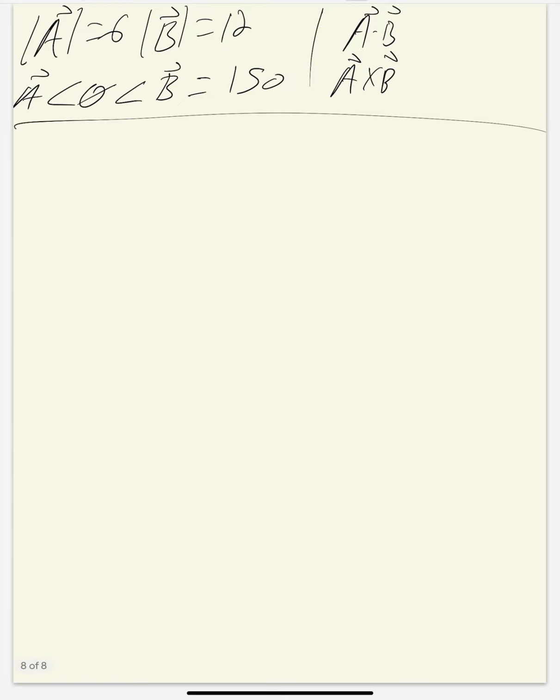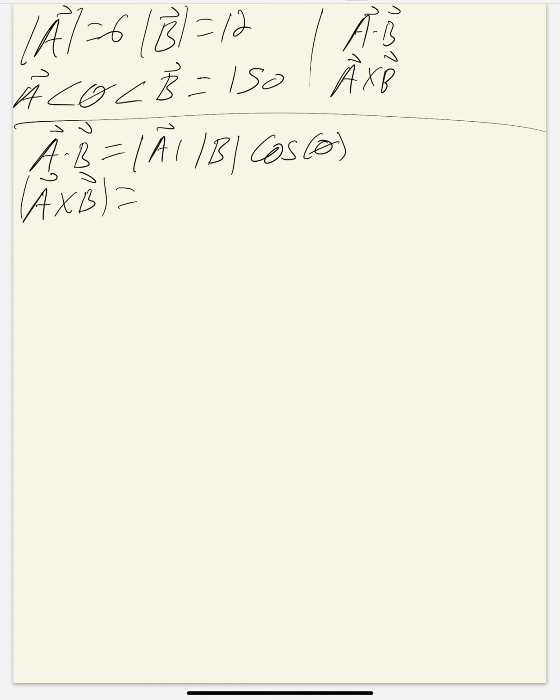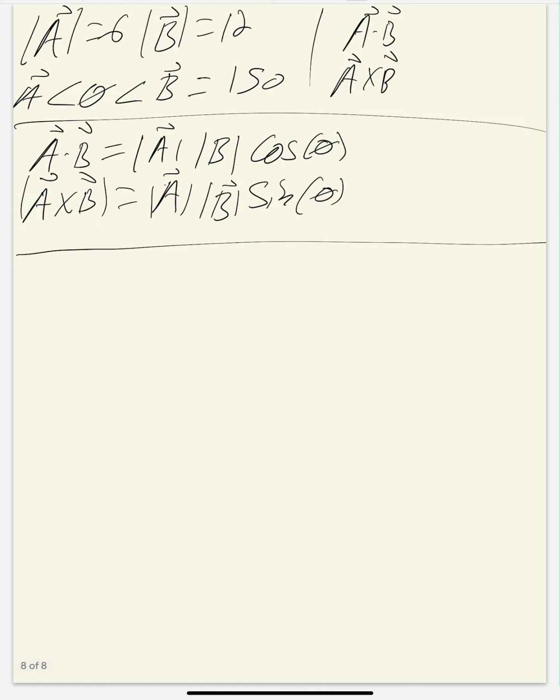So to start off, what are the equations for the dot product and the cross product? We know how to find the dot product, but if you're unsure, the dot product A times B equals the magnitude of A times the magnitude of B multiplied by cosine theta. And for the cross product, it is about the same formula, except you multiply it by sine of theta. So now we have these two equations, we can begin solving the problem.